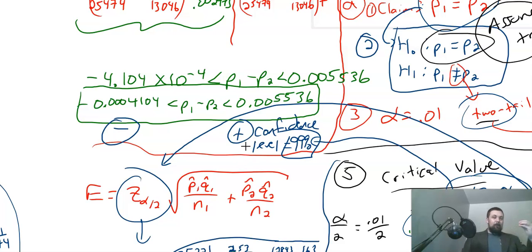We don't know if P1 is bigger or smaller or equal to P2 because this estimate allows for all three possibilities, right? So this is the inconclusive case, which is consistent with the conclusion that we drew in part A, right? There's not sufficient evidence to warrant rejection of the claim.